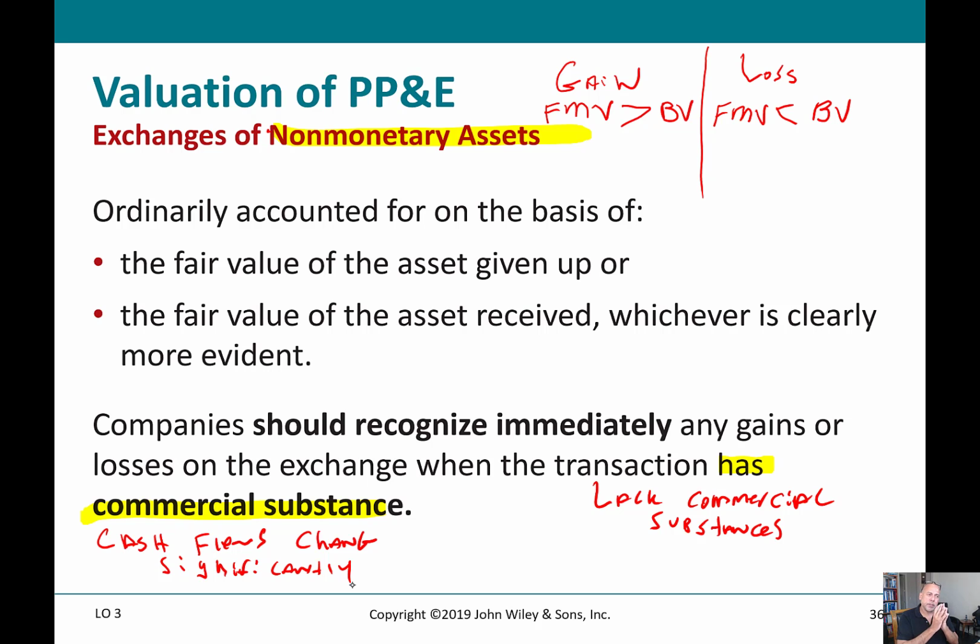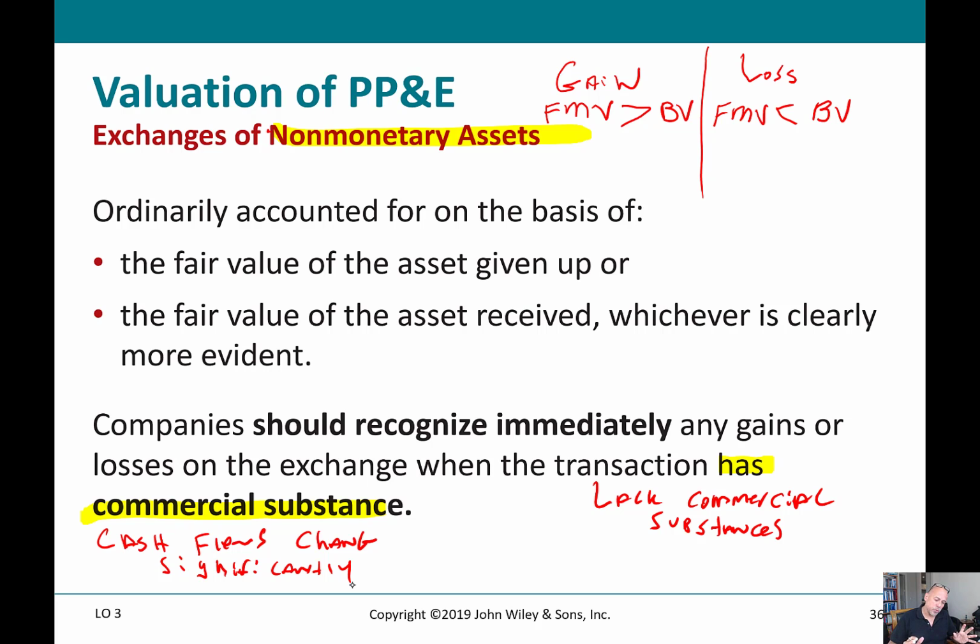Now, just looking at this from a testing standpoint, how I'm going to test you on this, I will either tell you that the transaction has or lacks commercial substance in a question, or I will say cash flows are going to change significantly. That means the transaction has commercial substance. Or I'll tell you cash flows are not going to change significantly, meaning that transaction lacks commercial substance. Okay? So we have a transaction that has commercial substance, or lacks commercial substance, right?